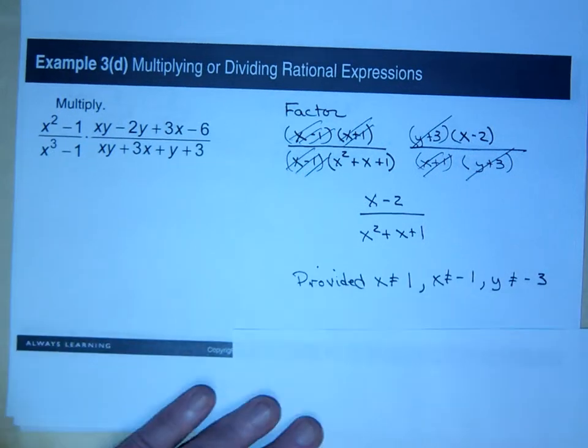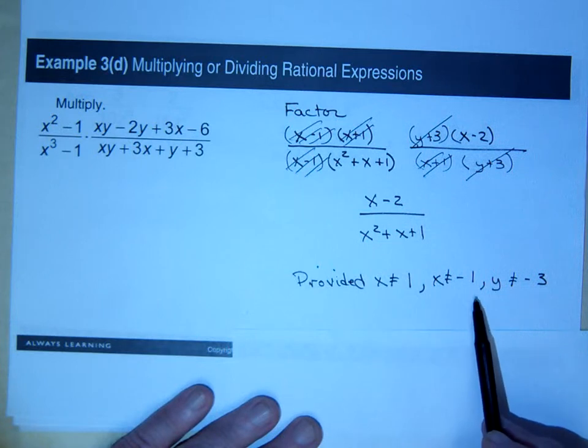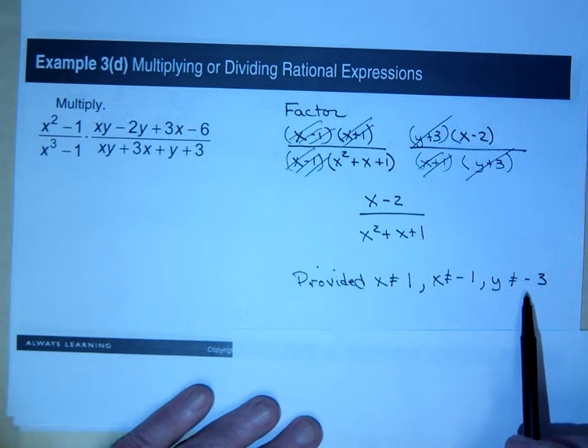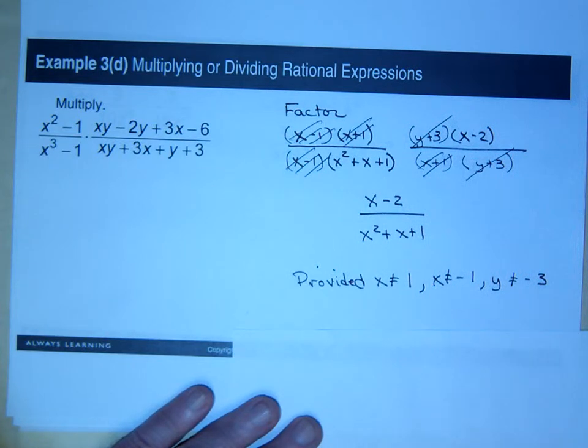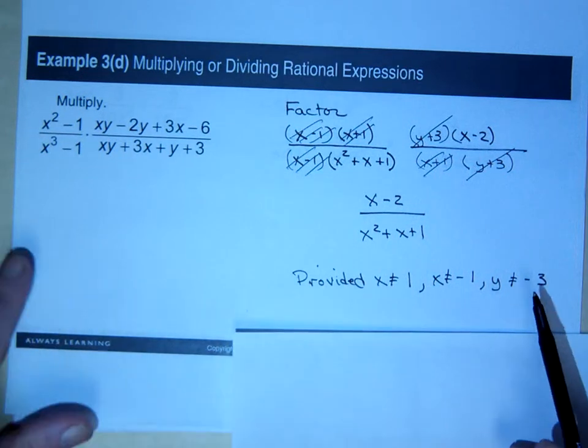And provided that nothing that we canceled makes the denominator equal to 0. So any of the factors that we cancel, top and bottom, we can't have 0 over 0.